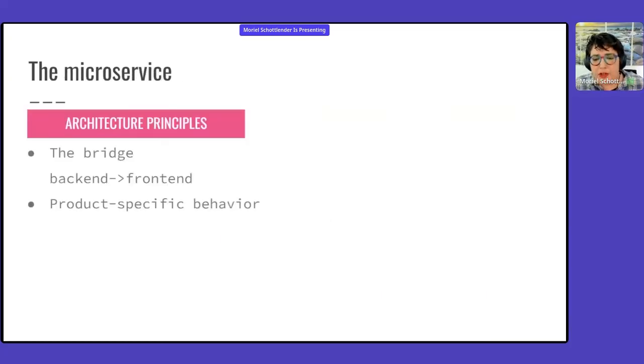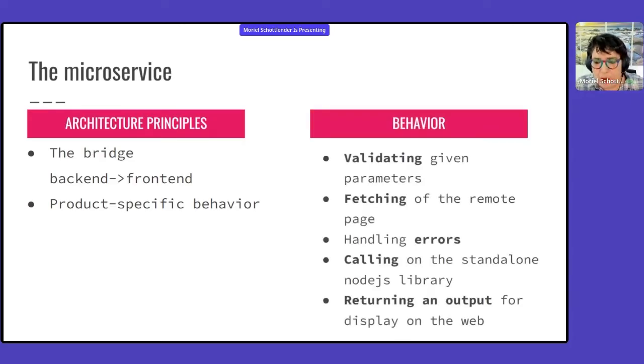And then I have the microservice. The microservice needs to be the bridge between that back end, that engine, and the front end that can be visible to users. And it does the product-specific behavior. So it validates all parameters. It does the fetching of the remote page, because the library itself doesn't know about fetching or HTTP or whatever. All it knows about is HTML documents. So the microservice does that. It handles all errors. It's calling the library and it returns the output in a way that the front end can present it. Which brings us to the front end.